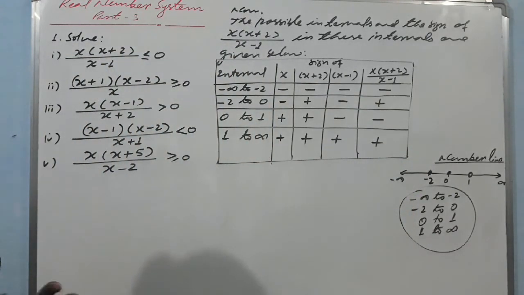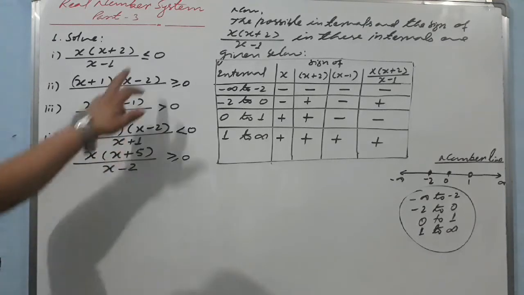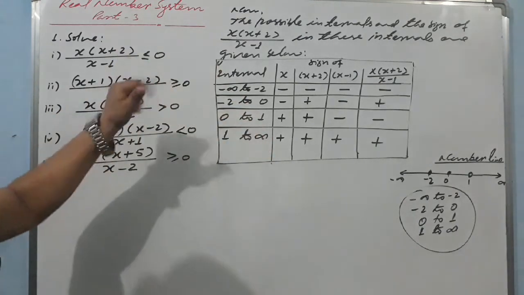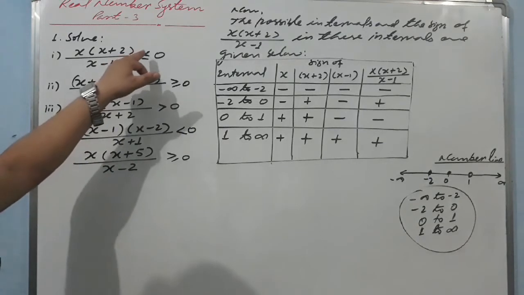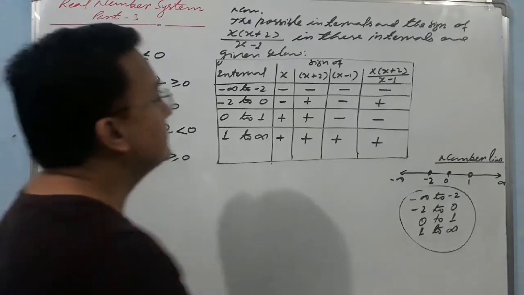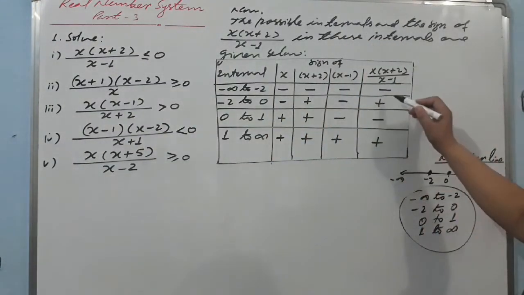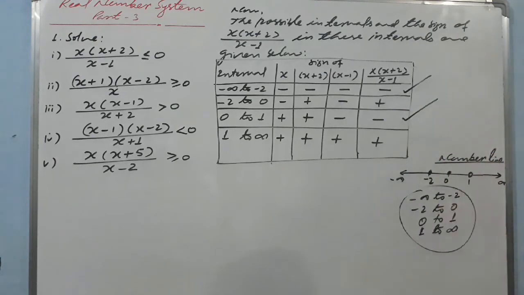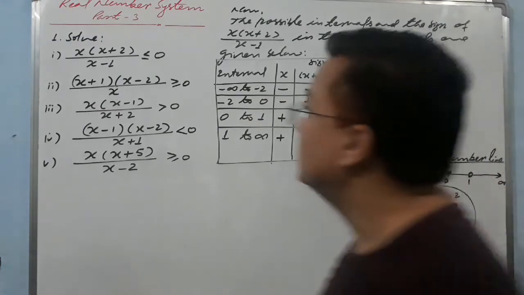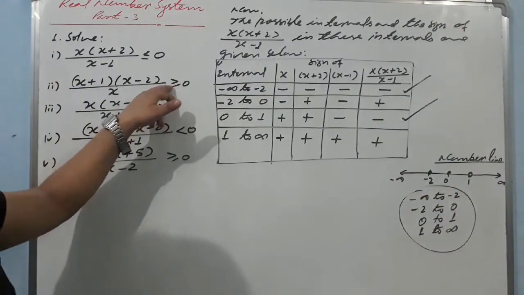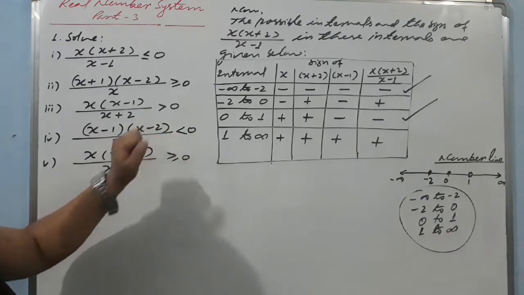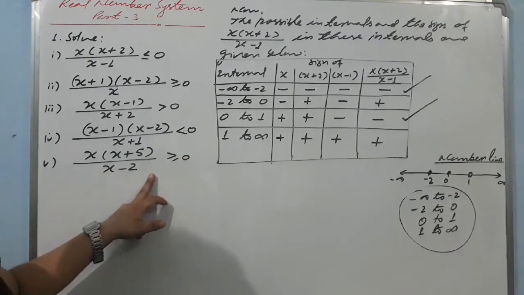So what will be your possible intervals for the solution? We need less than or equal to 0. Equal to 0 we already got; we have to see only less than, meaning negative. So one is this interval, another is this interval; these two are the intervals for the solution. If we had greater than, then you need to take positive, so in that case the positive intervals.